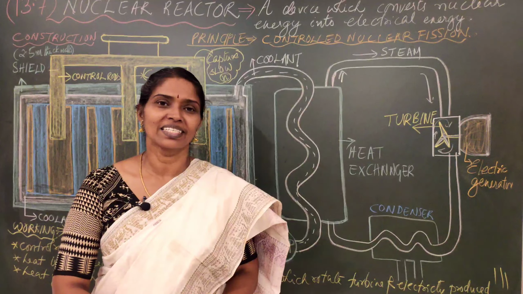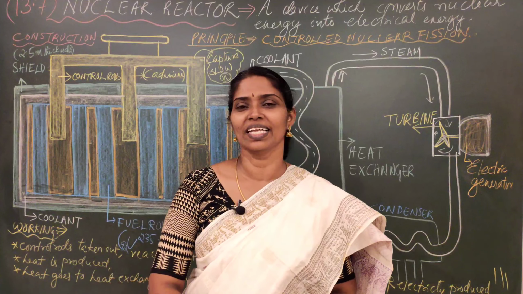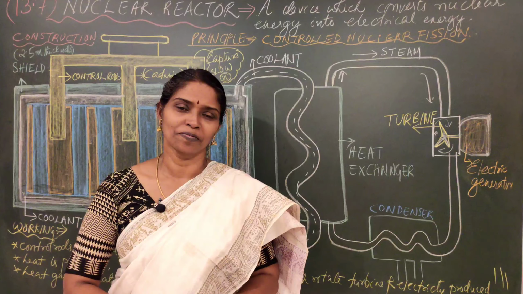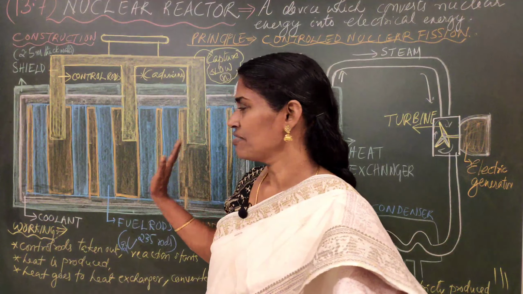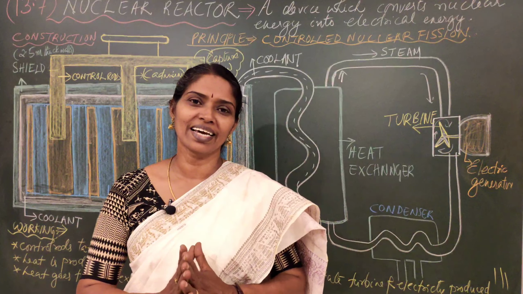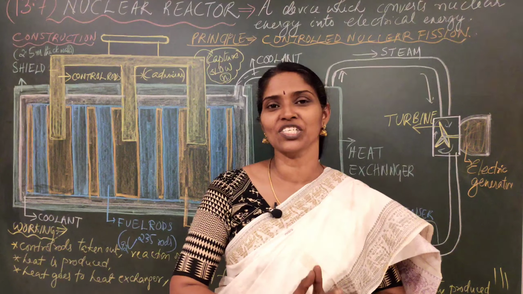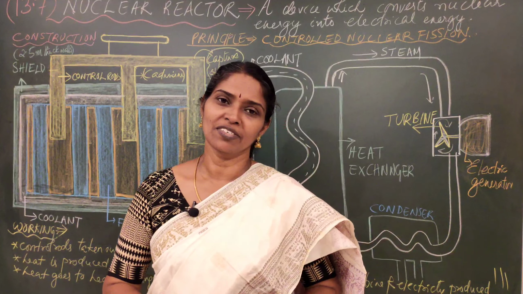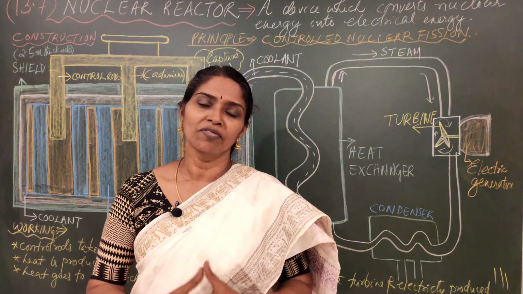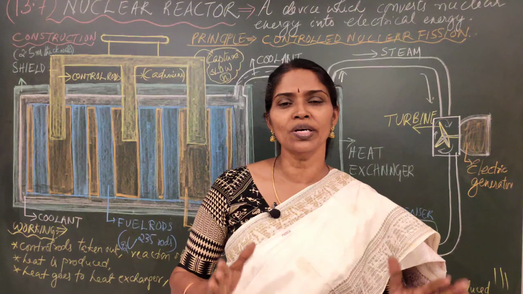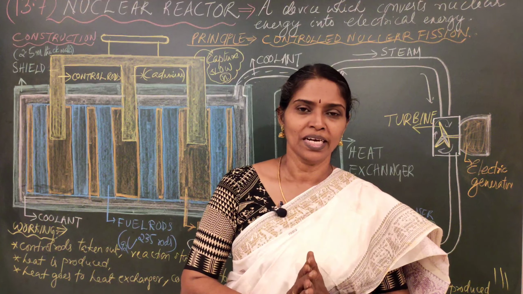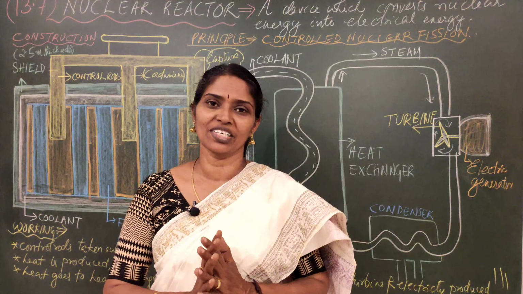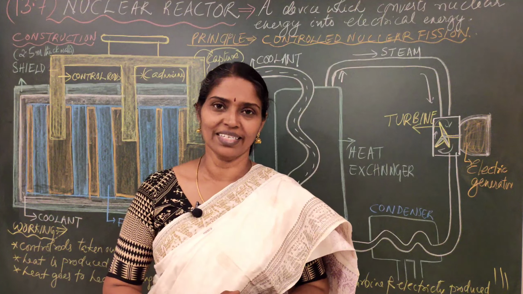Today we are discussing the topic 13.7 in the lesson Nuclei, and the topic is nuclear reactor. The figure itself shows a crystal clear explanation of the construction, and it works on the principle as we have discussed in the last video. The working principle is controlled nuclear fission, and we are going to look at how you can get a controlled fission reaction using a nuclear reactor.